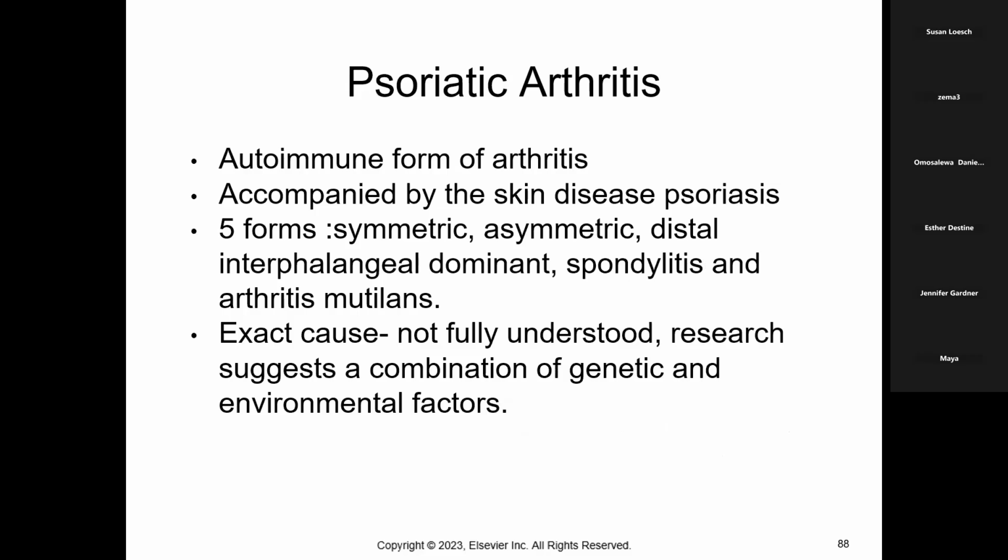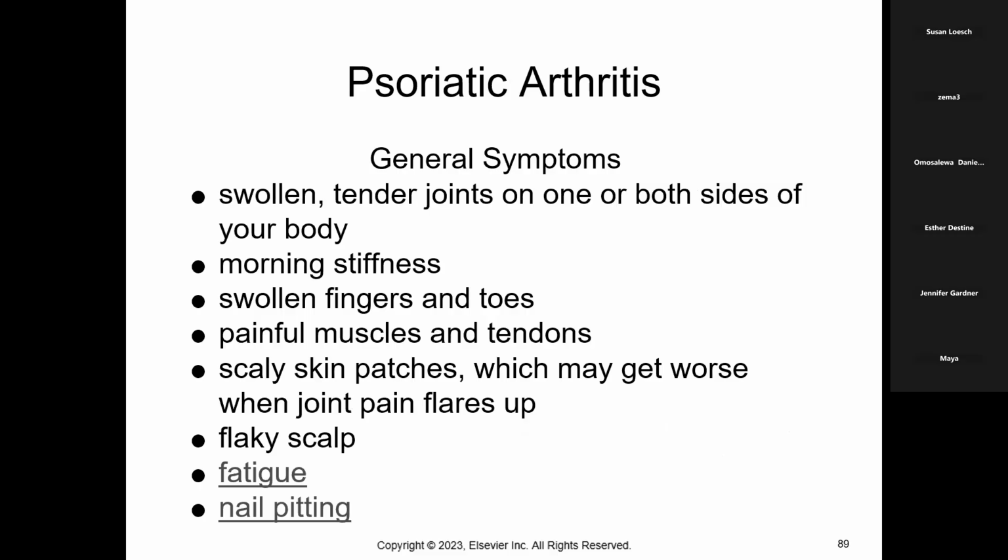There's a picture of it in your book. Psoriatic arthritis. This is also autoimmune. It comes from psoriasis. They don't really know the cause, but it's genetic and environmental. These people are going to have tenderness and swelling of the small joints on one or both sides.